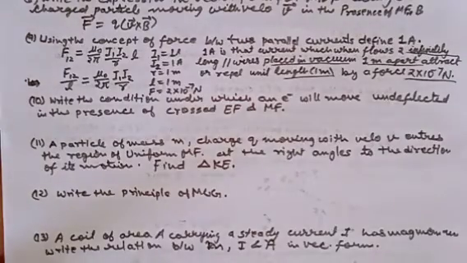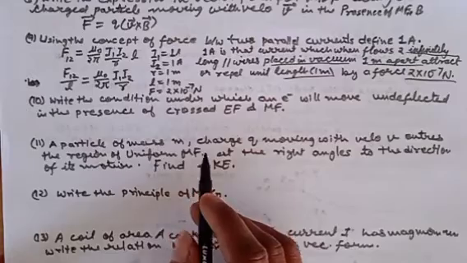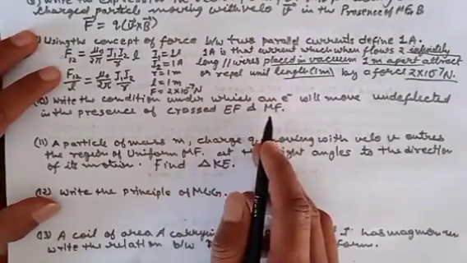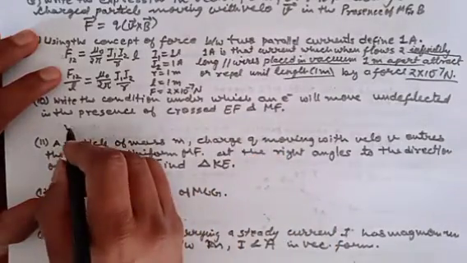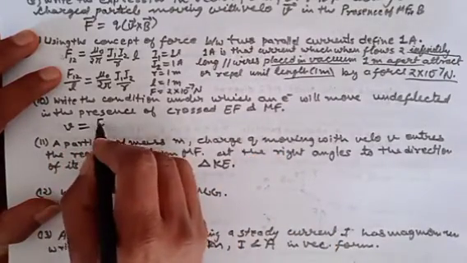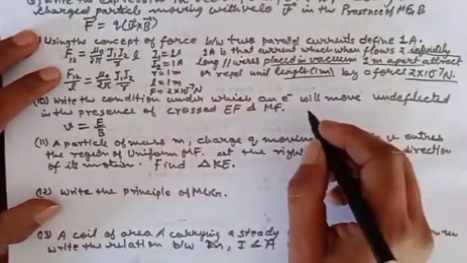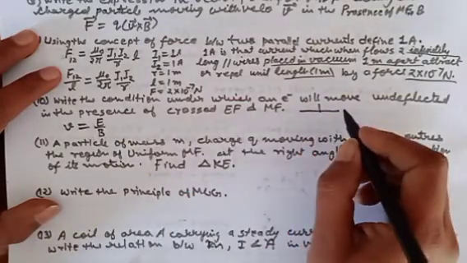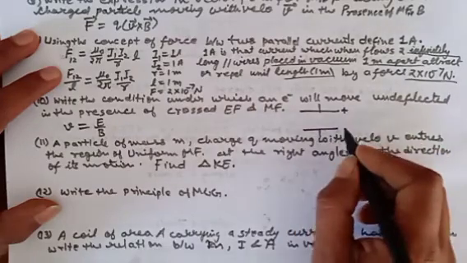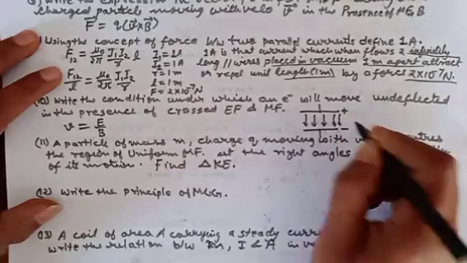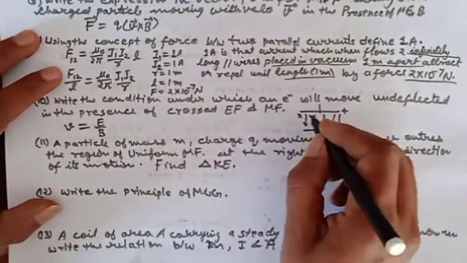If you are able to arrange it on your own in a meaningful sentence, that will be an accepted definition. Otherwise, just memorize this. Write the condition under which an electron will move undeflected in the presence of crossed electric and magnetic fields. There is a very interesting thing: when v is equal to E by B. That is the direct answer. But how does it arise? Let us suppose we have an electric field directed this way, and we have a magnetic field.